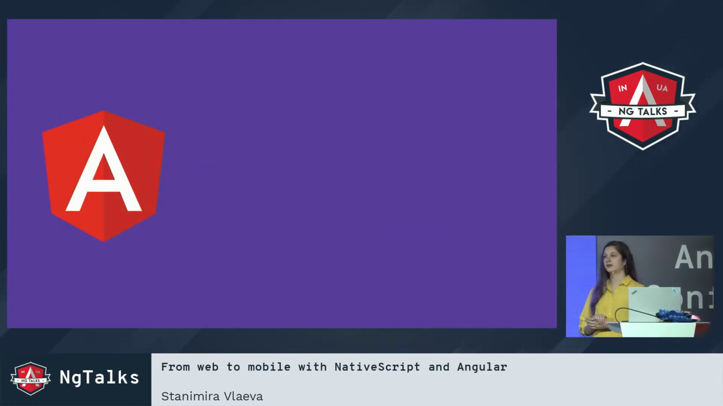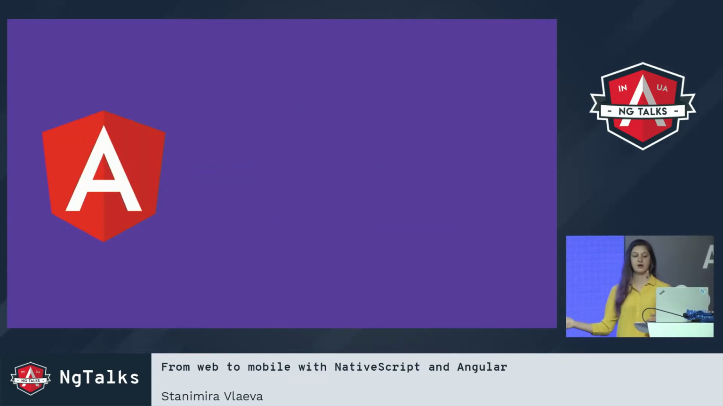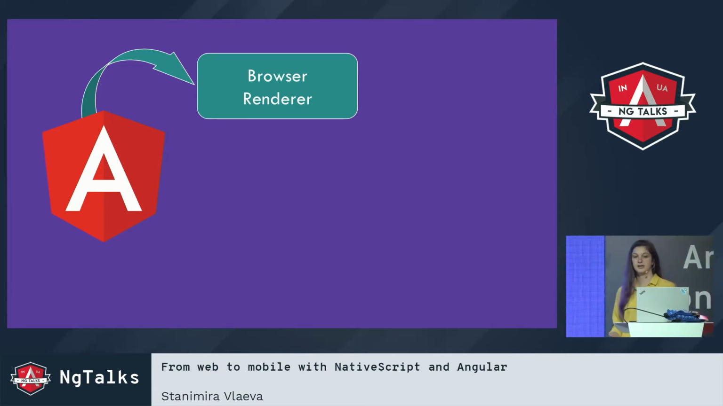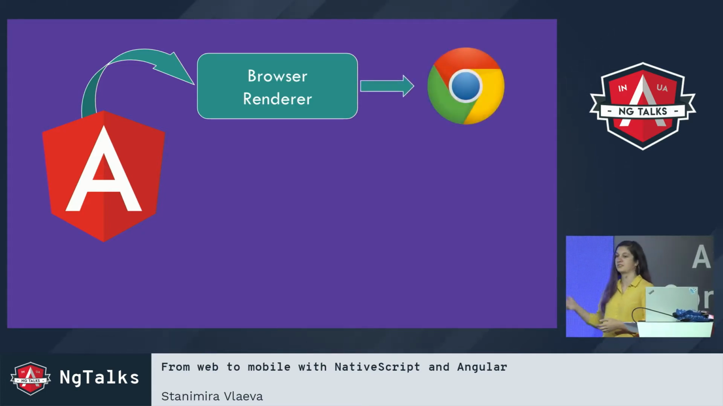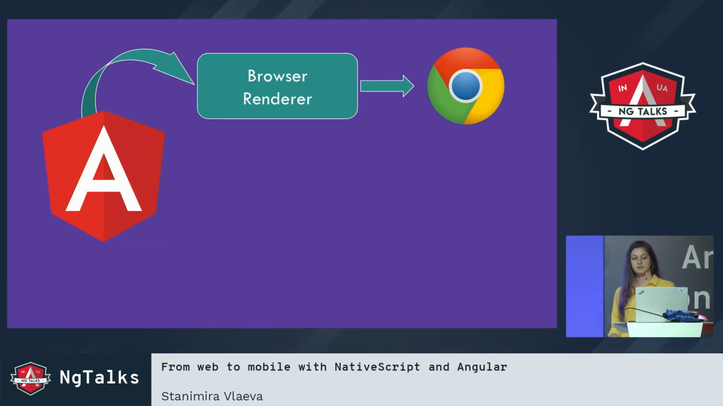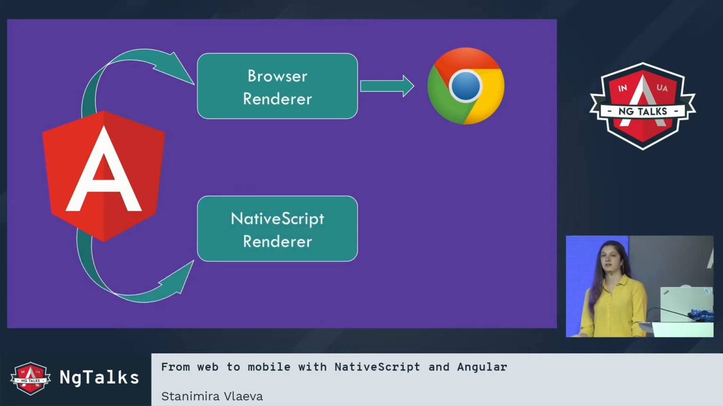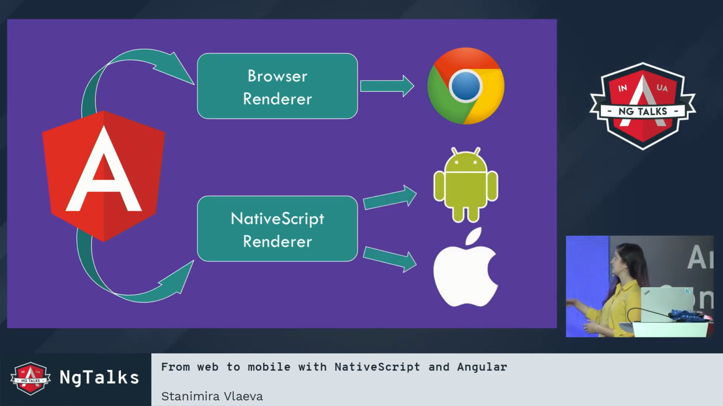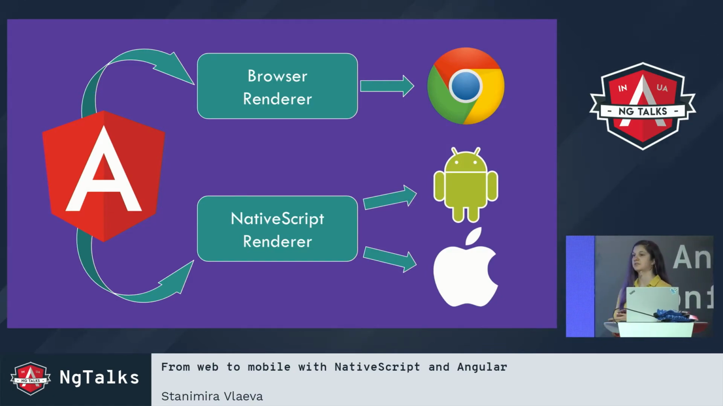So how does it work? When we use Angular in the browser, under the hood, we're using the browser renderer. The browser renderer creates and manages DOM elements, and the DOM elements are then displayed in the browser, such as Chrome. It's the same for NativeScript, but instead of the browser renderer, we have a NativeScript renderer, and that outputs native mobile views and components. And we can use these to create native Android and iOS apps.